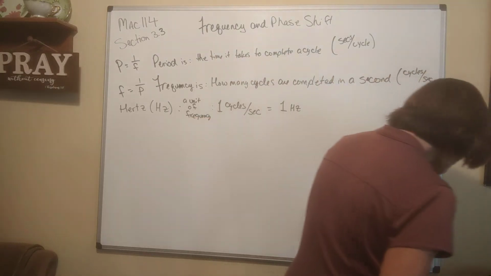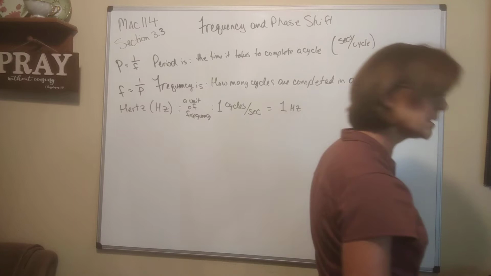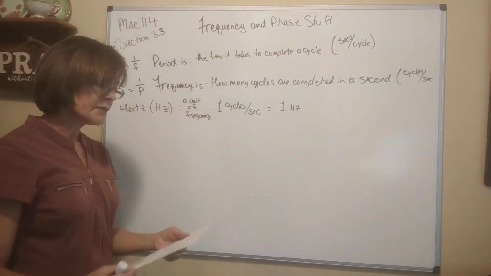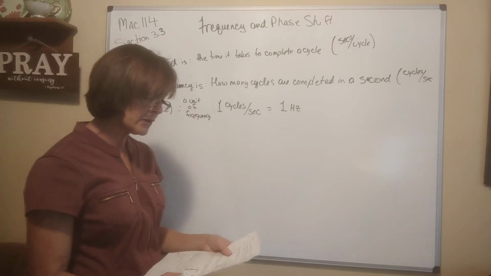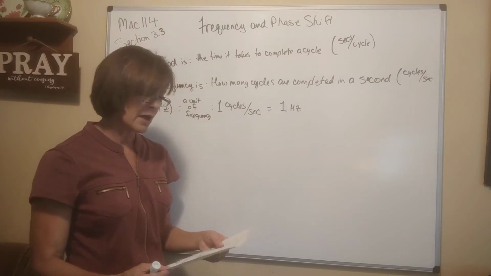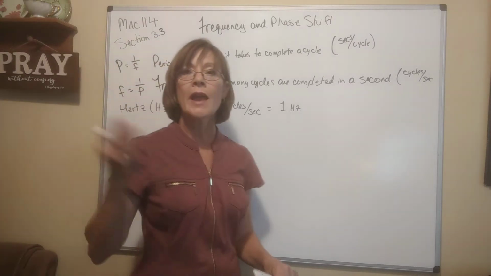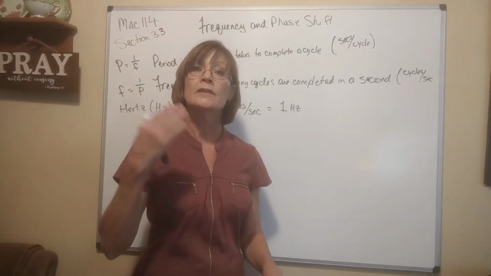So let's look at a couple of examples. You'll have some homework problems similar to this, so let's see how this works. Number 1 says the following table gives the highest and lowest frequencies of 5 common sound sources. Find the time it takes the given sound to complete one cycle. So they're asking for how long something takes to complete a cycle. They're asking us to find the period.